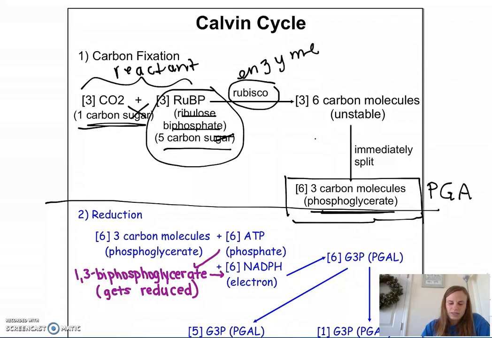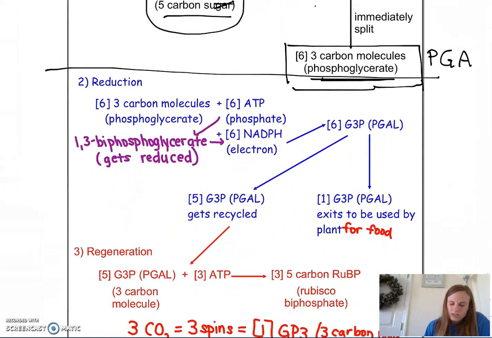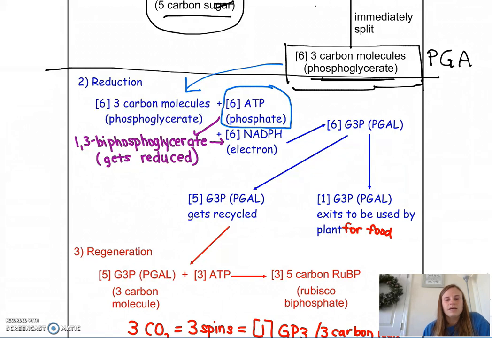The next stage of the Calvin cycle, the next phase, is reduction. So I take those phosphoglycerate molecules that I got during carbon fixation and add a phosphate to them. Well, where do I get that phosphate from? I get that phosphate from ATP that was generated during the light reaction. When that phosphate is added, I form 1,3-bisphosphoglycerate.